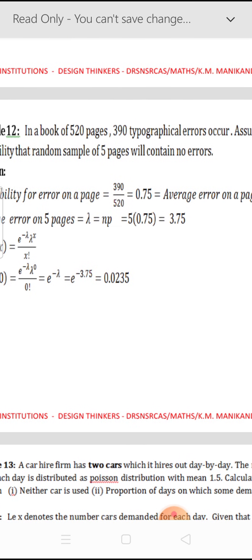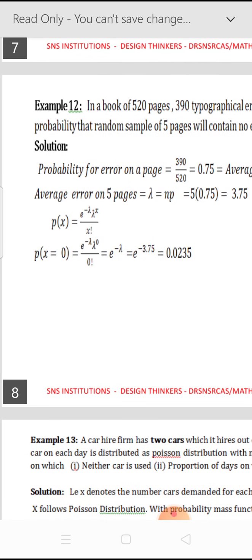So therefore we have found the probability that a random sample of 5 pages will contain no error. Here x denotes the number of errors on a page. So x is equal to 0 represents the probability for a page to have no typographical error. That we have found now.